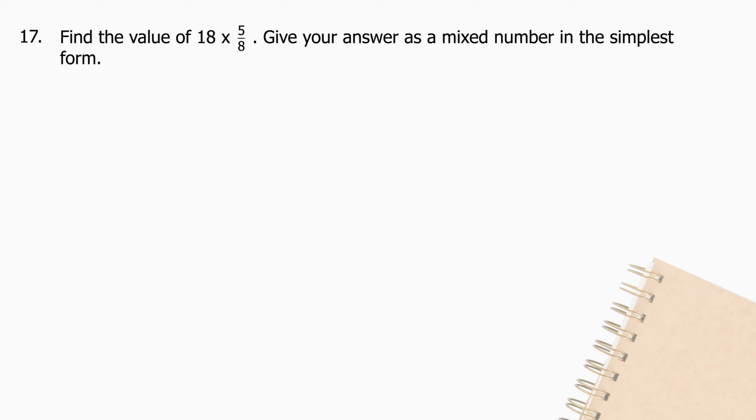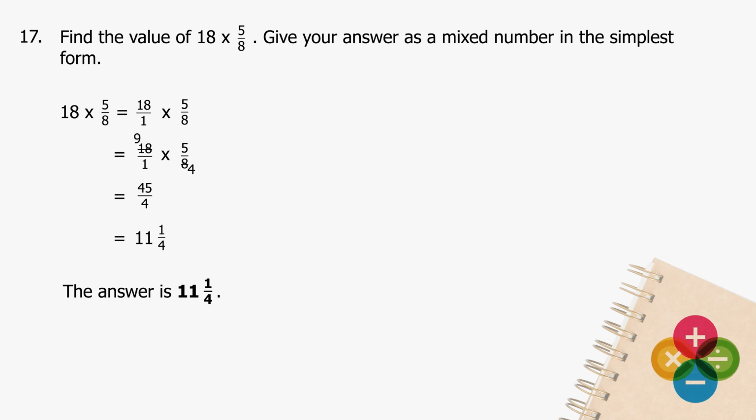Question 17. Find the value of 18 multiplied by 5/8. Give your answer as a mixed number in the simplest form. 18 multiplied by 5/8 is equal to 18 over 1 multiplied by 5/8, which is equal to 9 over 1 multiplied by 5 over 4, which is equal to 45 over 4, which is equal to 11 and 1/4. The answer is 11 and 1/4.